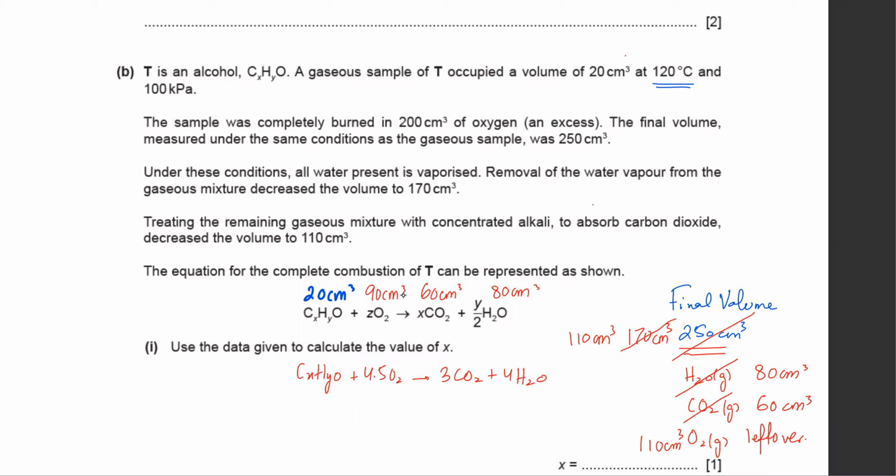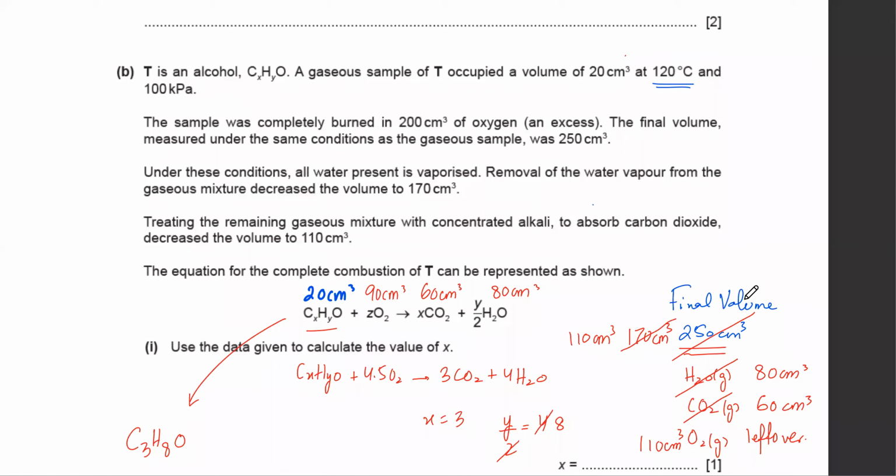So now you just have to do a comparison. x is 3, and y by 2 has a value of 4, so y becomes equal to 8. So your answer is that this compound is C3H8O, with 1 O. That's the formula of this compound. The only tricky part was actually figuring out this thing. Clear? Is this clear?